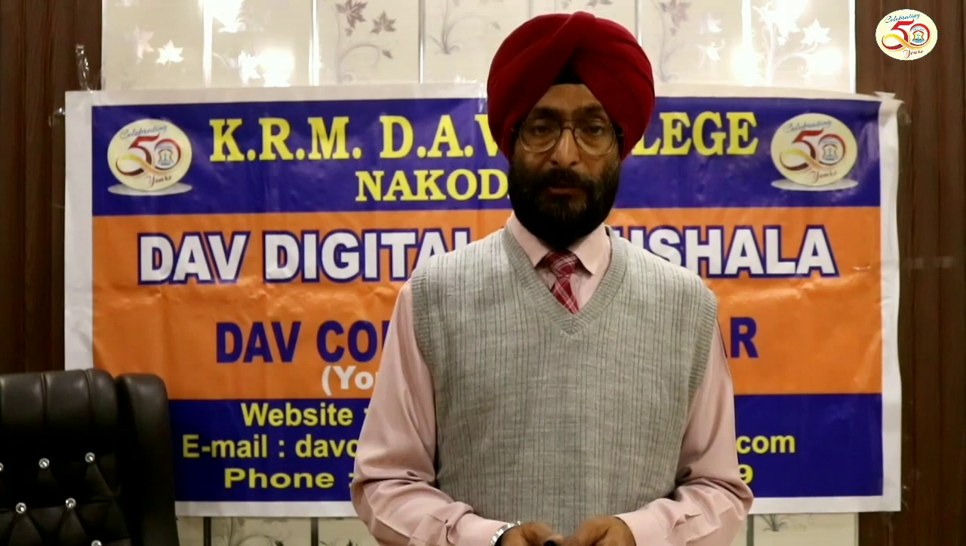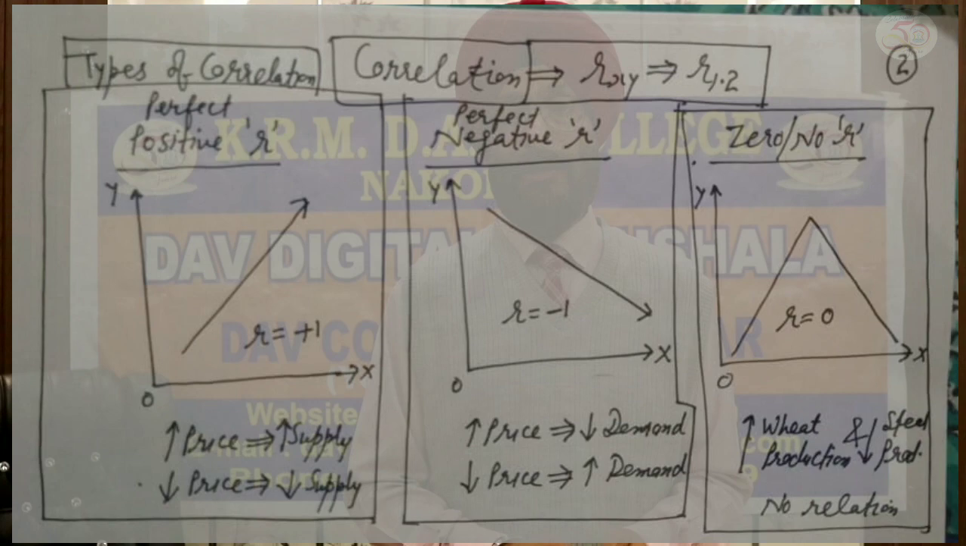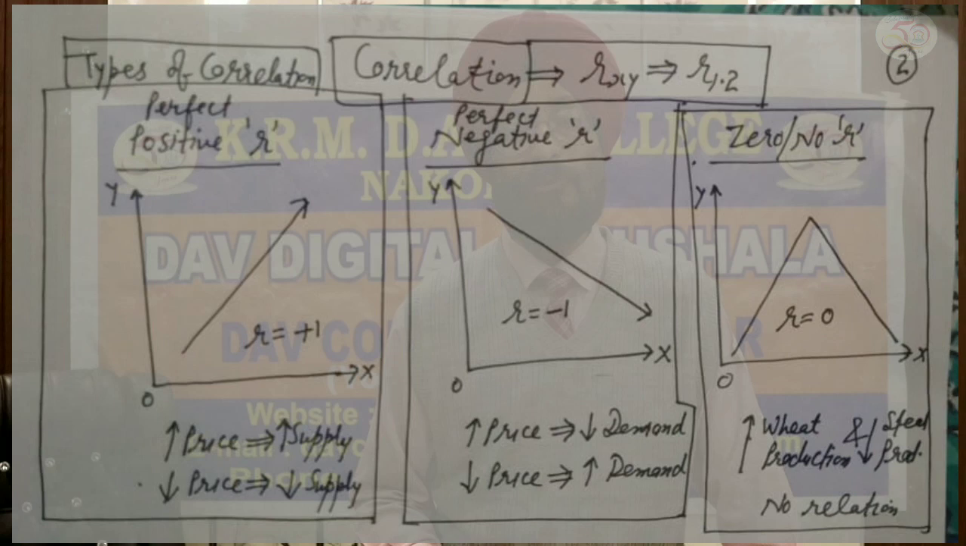Next point comes, if we have to study the relationship between variables in economics, then what are the types of correlation? There are so many types of correlation, particularly positive and negative correlation. If variables move in the same direction, we say it is positive correlation. For example, if income rises, consumption rises. If income falls, consumption falls. This is positive correlation. On the other hand, if one variable rises and another falls, it is negative correlation. For example, if price rises, then demand will fall.